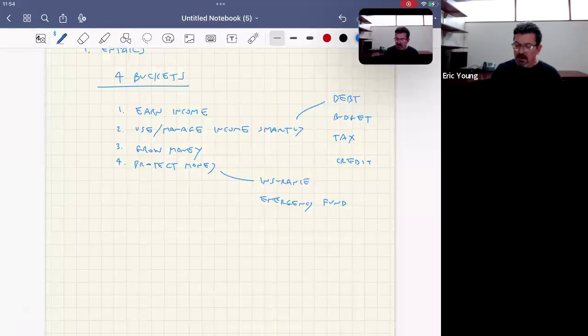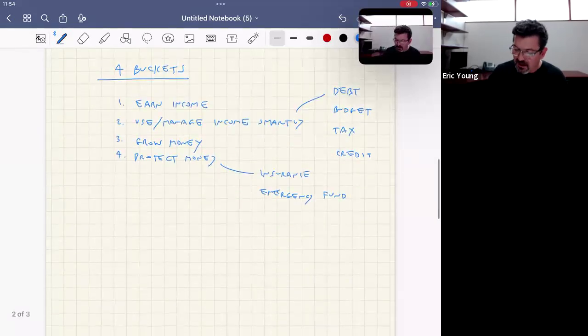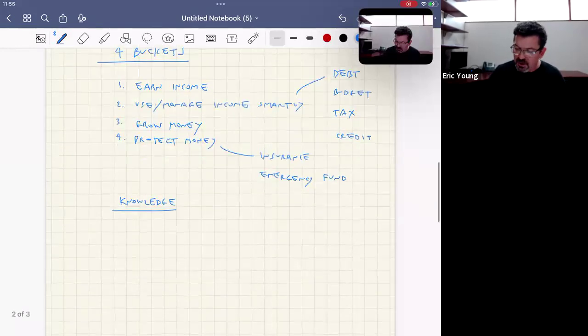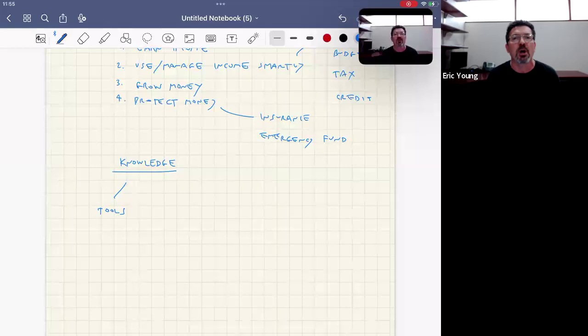Okay. Financial literacy, therefore, entails those four buckets. Financial literacy also entails getting some knowledge. To be good with money, you have to have knowledge. And this knowledge applies in lots of levels. You have to have knowledge of the different tools of personal finance. You have to know how taxes work. You have to know what credit is and how a credit card works. You have to know how to pick the right account.